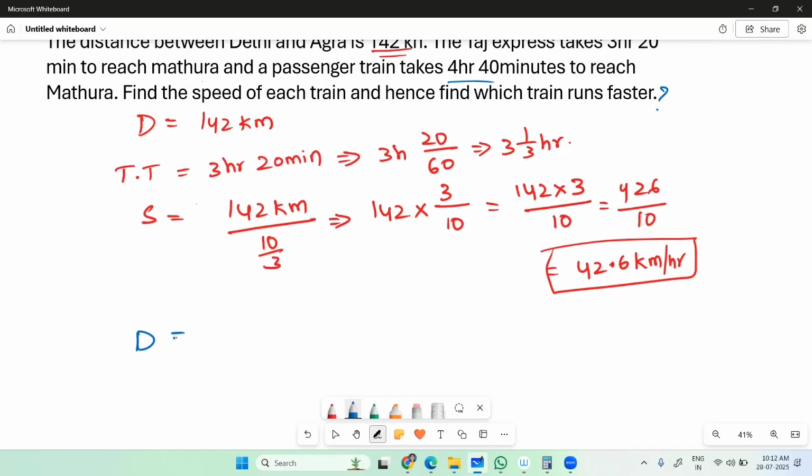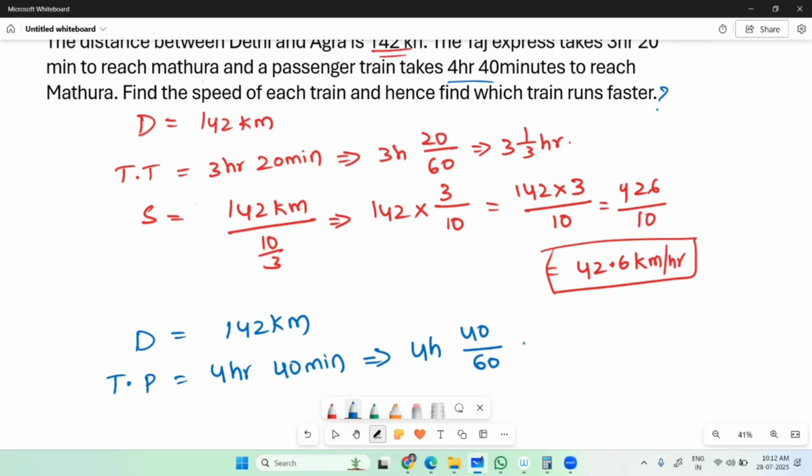Now let's find out the speed of the passenger train. As we know, distance equals 142 kilometers, and time taken by the passenger train is 4 hours 40 minutes. 40 minutes out of 60 minutes. If we convert into lowest form, which is 2 by 3, we can write it as 4 2 by 3 hours. So we know the time taken by the passenger train and the distance also.